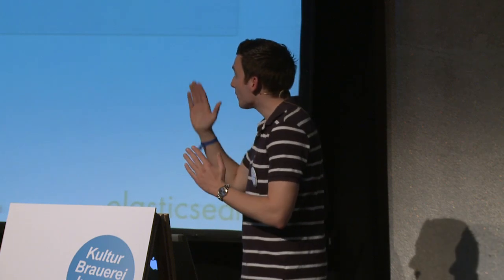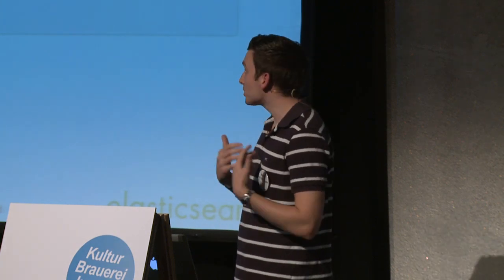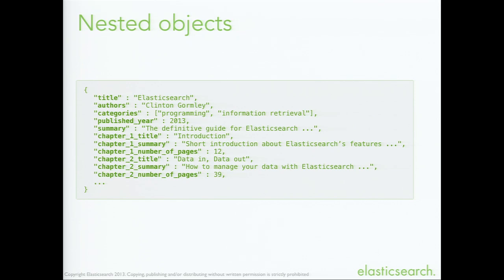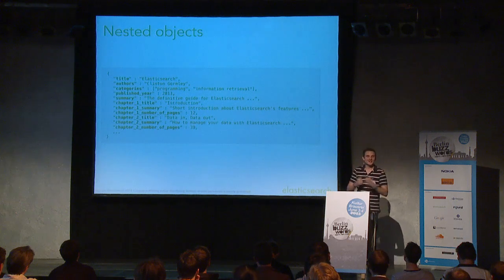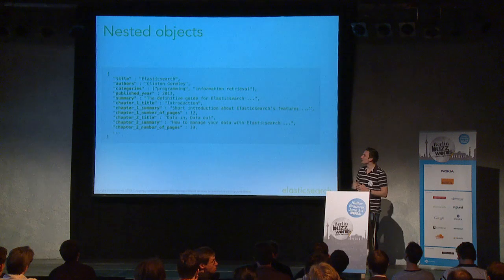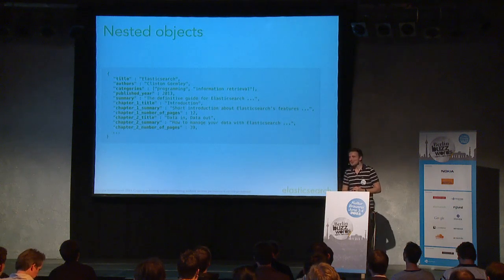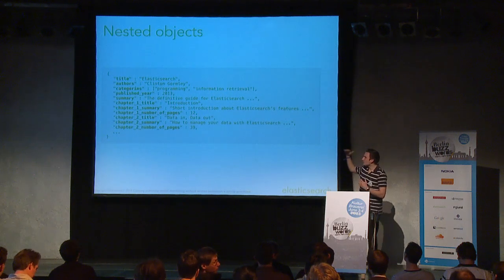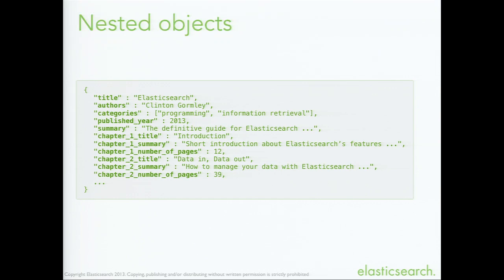Here we have a JSON document that represents a book, with the title ElasticSearch, written by Clinton Gormley. He is actually writing a book. No pressure, Clinton. And I hope it will be released in 2013. So you have some properties, but we also have chapter data. And you see here, it's denormalized as much as you can denormalize. Every chapter has its own title field, own summary field, own number of pages field. And I would say that is way too verbose.